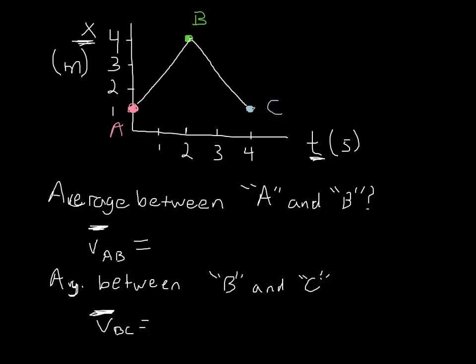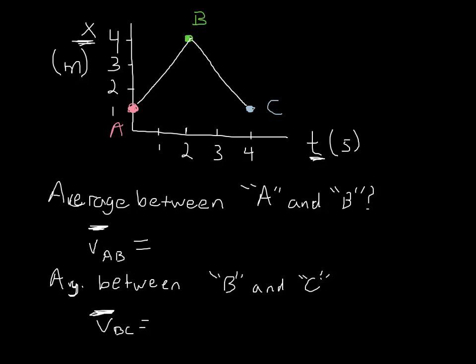Okay, so this is describing the position of a particle at any given time. And what I'm asked to find is the average velocity between point A and point B. Graphically, what would this be?